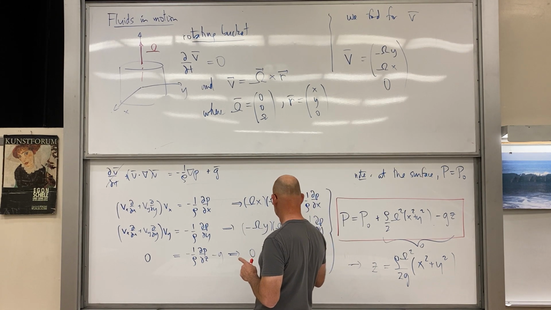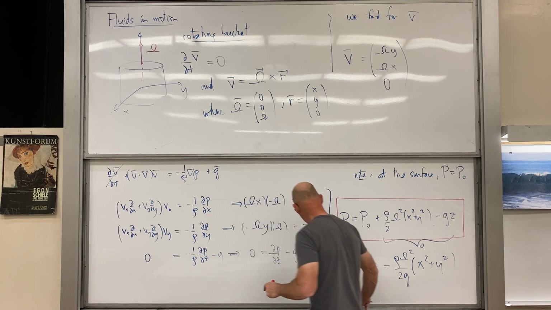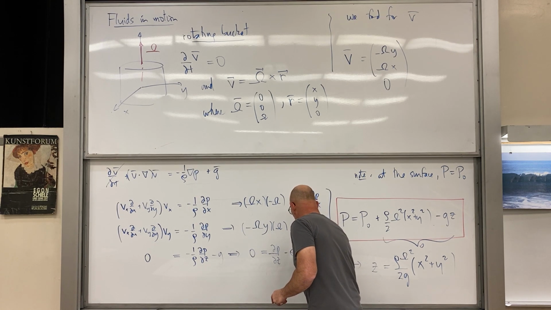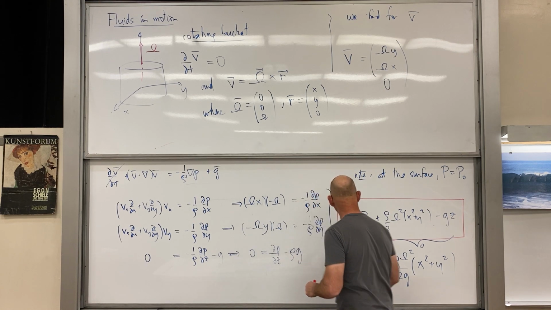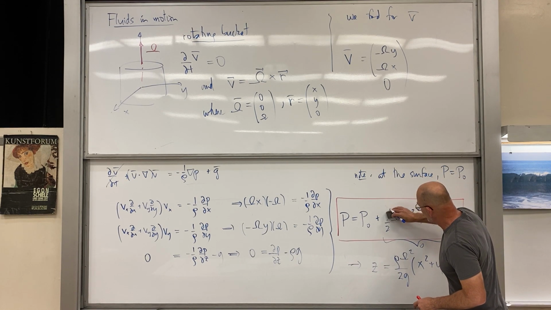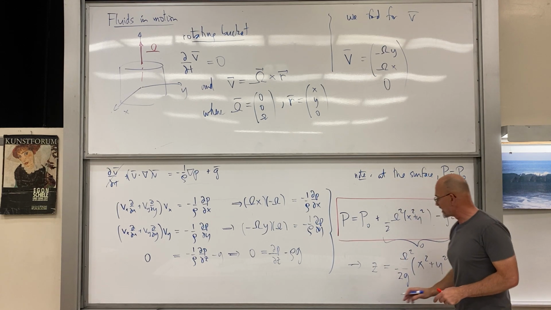Hold on. Here's an extra factor of rho. So we'll catch that mistake. We can have minus rho G, and then that rho is eliminated from this answer. That's better. Doesn't depend on the density.